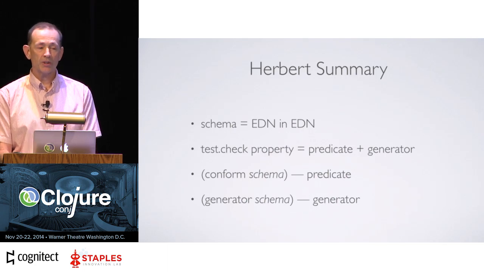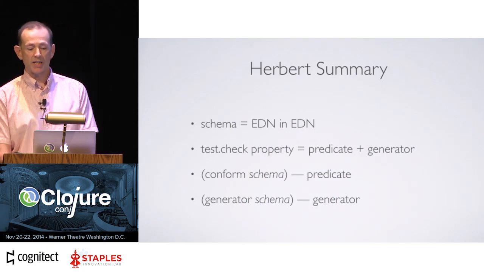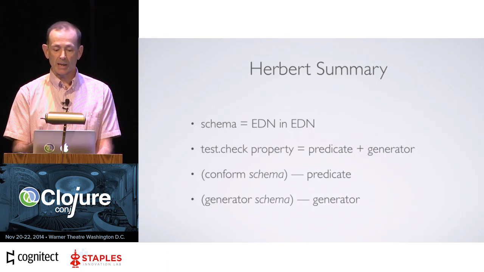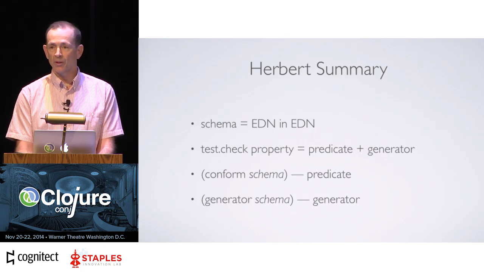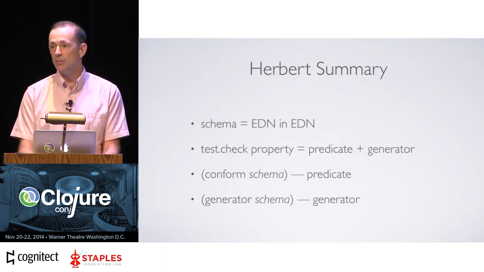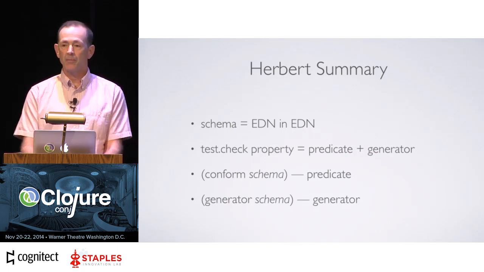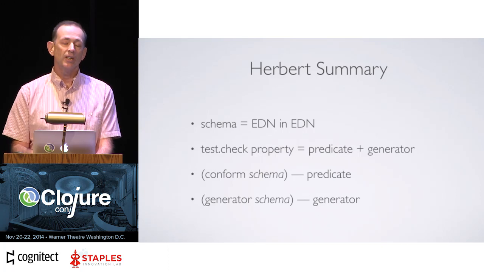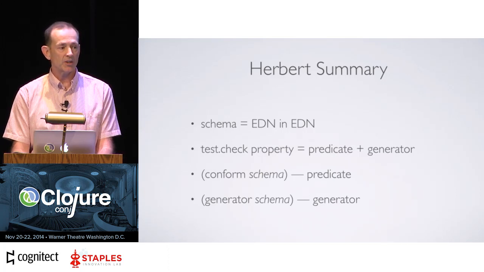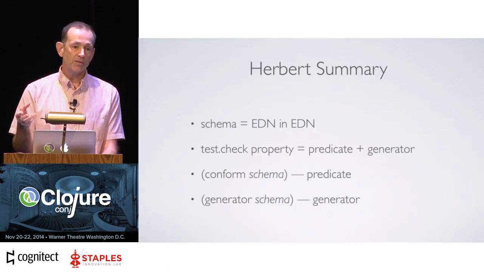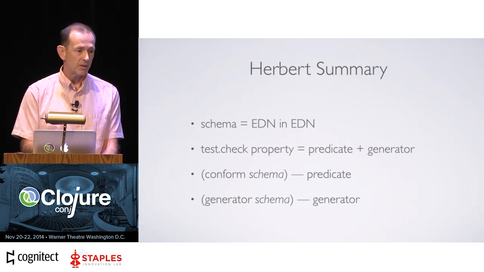The test.check properties I think of as a predicate plus a generator. That fits into my scheme nicely, because Herbert conform with a schema will give me a predicate, and generator with a schema will give me a generator. So now Herbert can help you on both sides of your properties. Maybe the data for your input is complicated, and you want to write a complicated expression using the test.check generators and combinators. That's great, but maybe your output, your result, has to fit a certain schema. So you could make the predicate on that side.